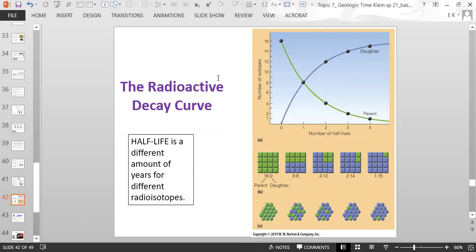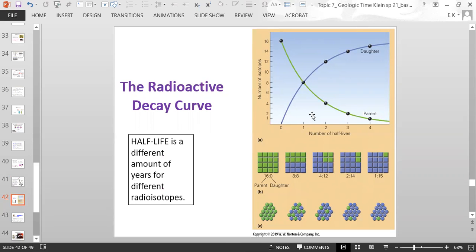Okay, so here's the radioactive decay curve that shows the number of isotopes and the number of half-lives. So you start out at 0 half-lives. You start out with, for example, 16 parent isotopes. After 1 half-life, half of those isotopes have turned into daughter isotopes and they decayed.